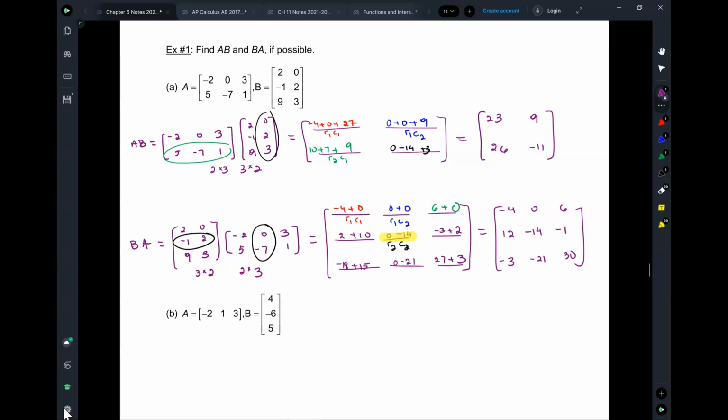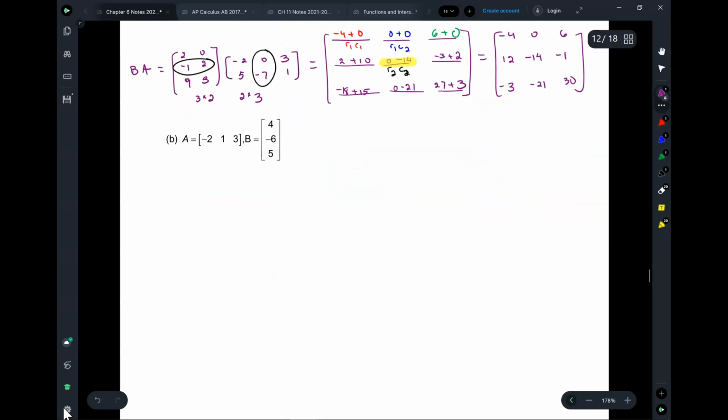We did A times B, and then we did B times A, and look at how completely different the answers are, right? So again, it's not commutative. It's not like 5 times 2 and 2 times 5. All right, so let's do this next one. This is kind of interesting.